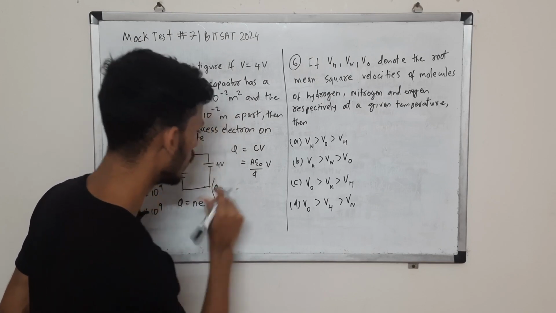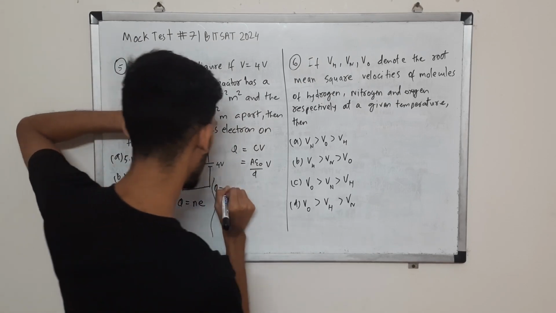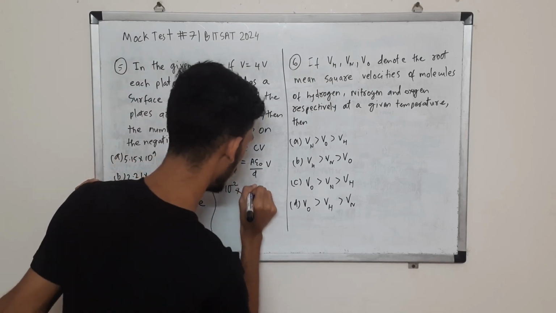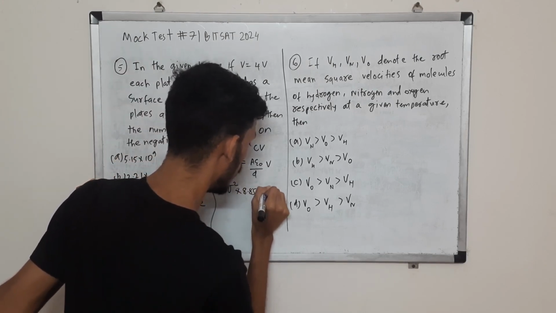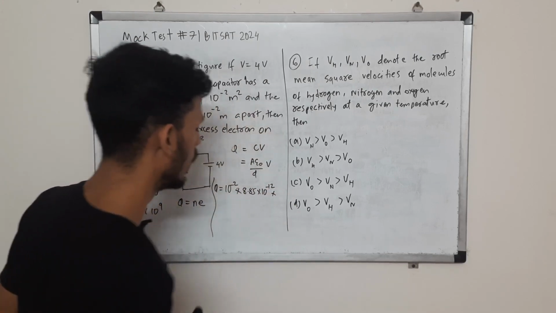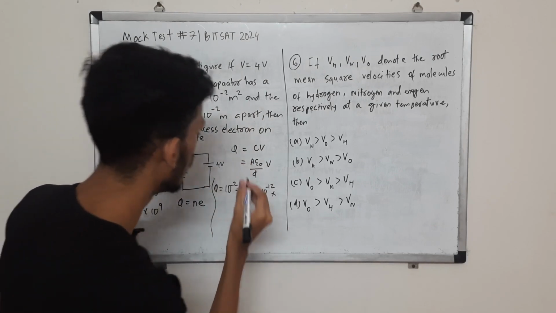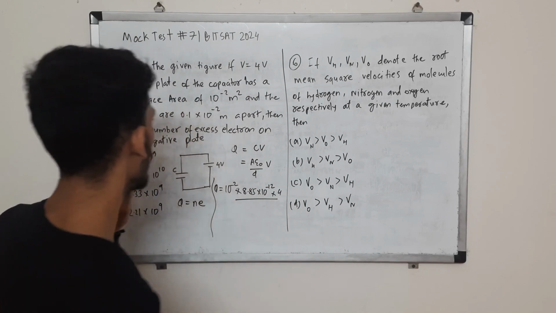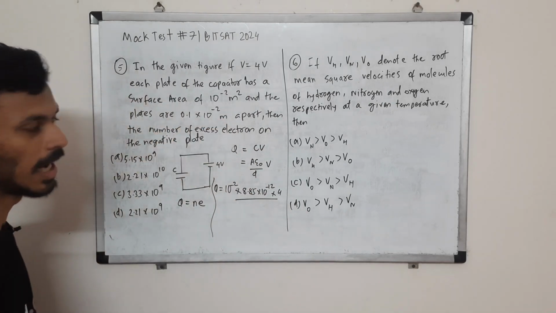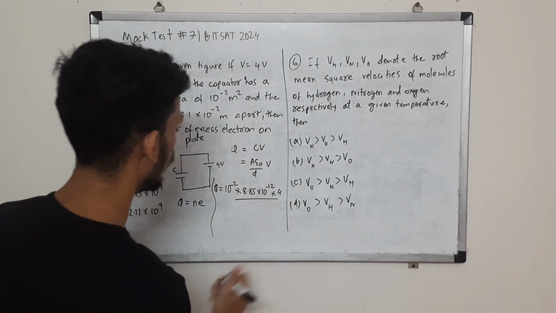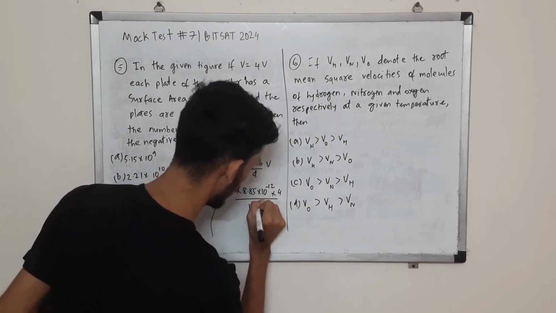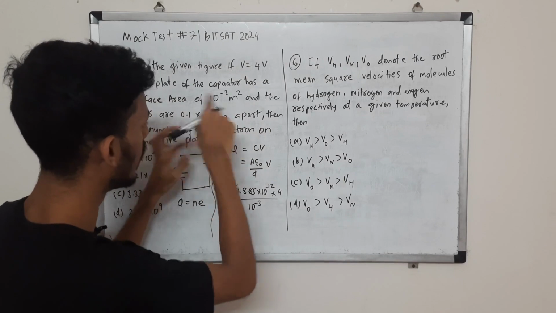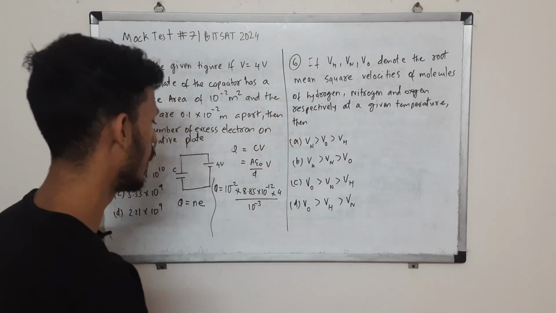Q will be, A is surface area which is 10 to the power minus 2, and then we have epsilon naught 8.85 into 10 to the power minus 12, and then we have the voltage as 4 volt, and then we have the distance which is 0.1 into 10 to the power minus 2. I can write it as 10 to the power minus 3, right? I just shift the decimal to the right, so that is one more negative power.